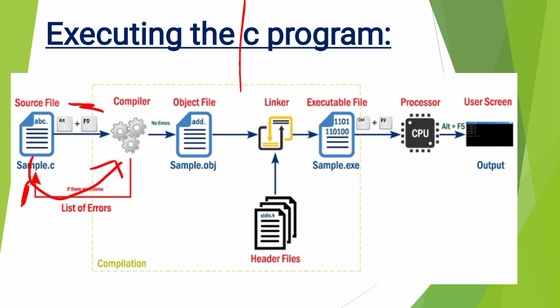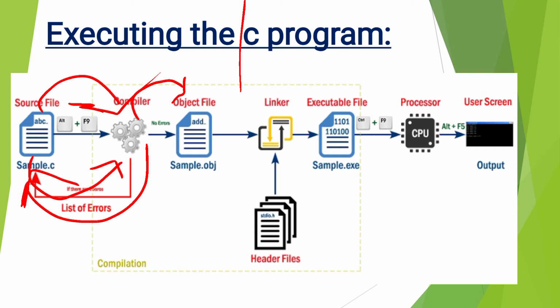Then the source file is passed to the compiler. After compilation, if there are any errors, the compiler returns a list of errors. Then we have to solve the errors and compile again. If there are no errors, the compiler converts this source code into object code. Now our sample.c becomes sample.obj. .obj is the extension of an object file.